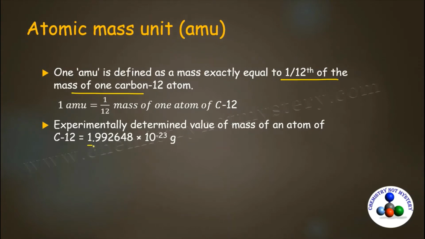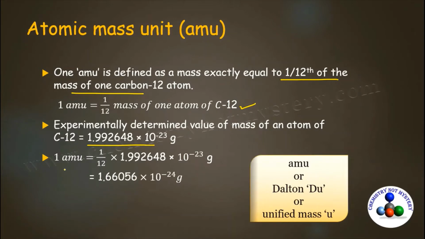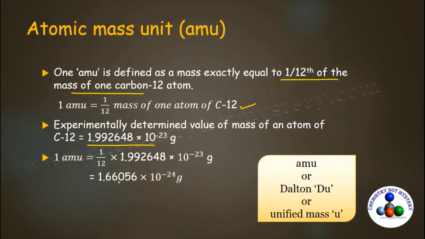Now when you place the value of one atom of carbon in the above equation, you will get 1 AMU is equal to 1/12 multiplied by 1.992648 × 10^-23 grams. After calculation, you will get 1 AMU is equal to 1.66056 × 10^-24 grams. AMU is also known as dalton and it is also known as unified mass.